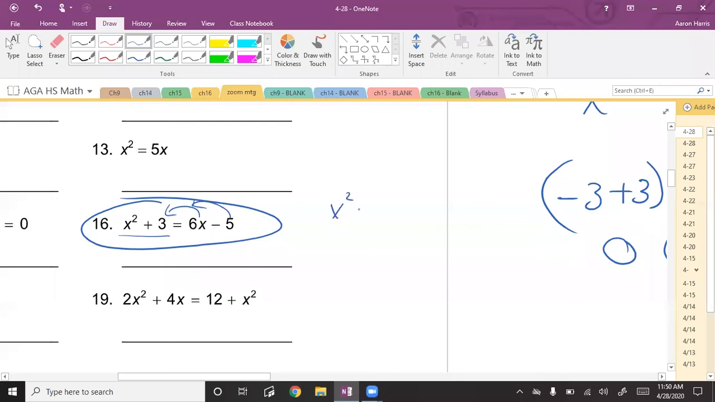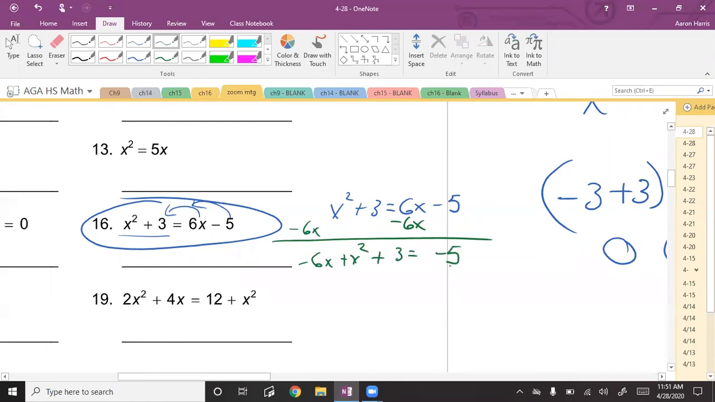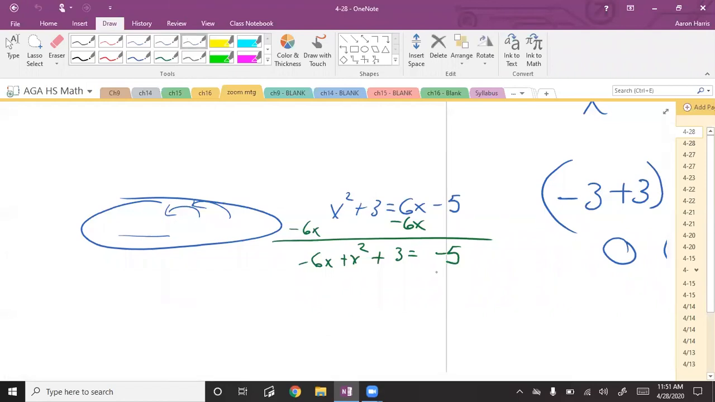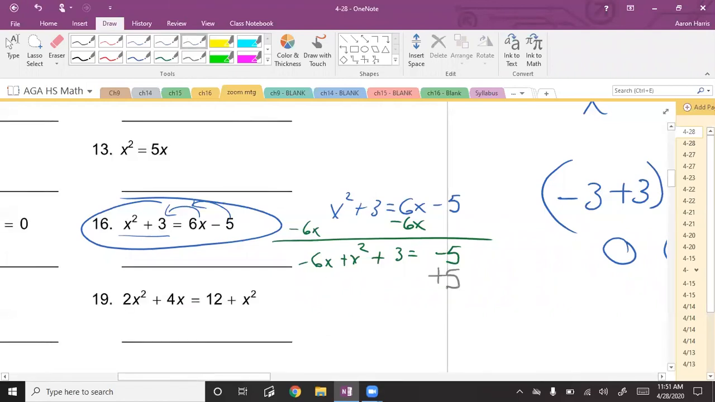So x squared plus 3 equals 6x minus 5. Well, if I want to get the 6x over to the left, I need to make it go to 0. And what I do to one side, I must do to the other. So I get negative 6x plus x squared plus 3 is equal to negative 5. Now, if I want the 5 over, what am I going to do? I need to make it go to 0. So I add 5. What I do to one side, I must do to the other. Notice I kept it with the 3 because the 3 is a constant. So I get negative 6x plus x squared plus 8 is equal to 0.